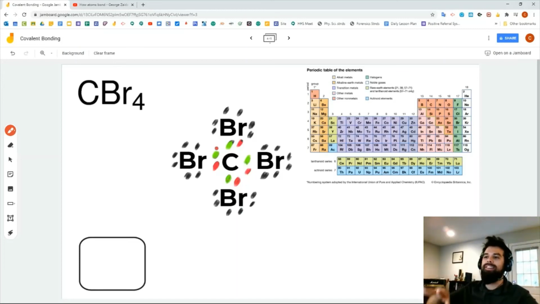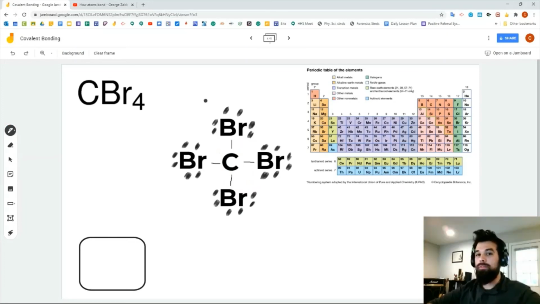Okay, so now let's clean this up. Alright, so this is what it looks like, all cleaned up. I erased the electrons that form the bond, and I drew a little line instead to show that that bond is there. This is the kind of work that I would expect you to turn in. You've got all your valence electrons, they're paired up like this, and then you have your lines to show the bonds.